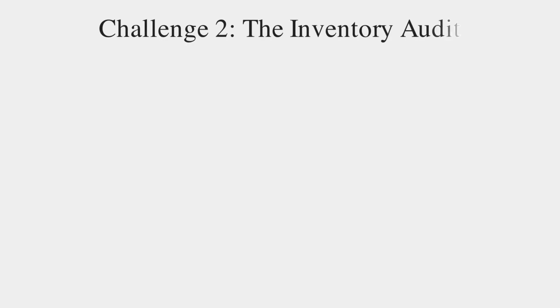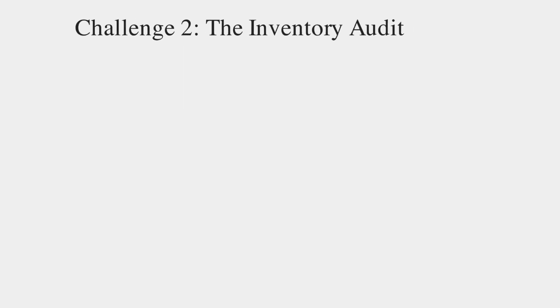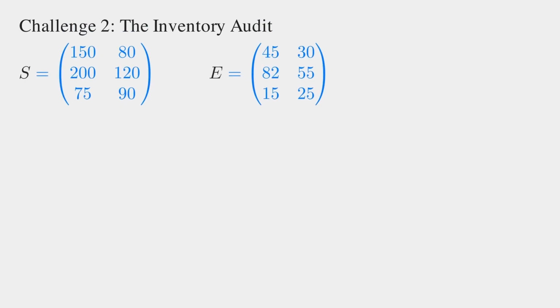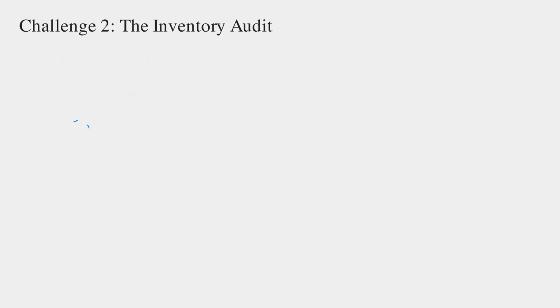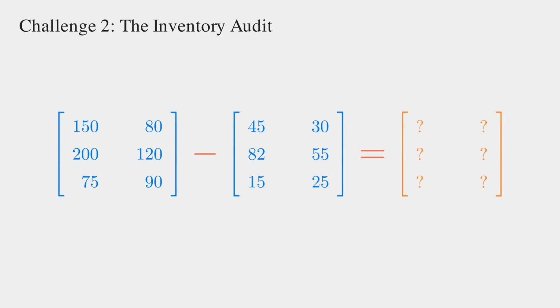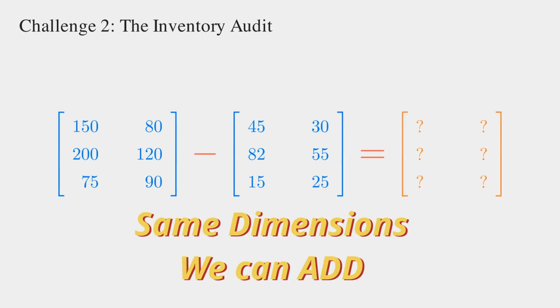A new challenge has arrived. Matrix S shows a warehouse's starting inventory of components, and matrix E shows what was left at the end of the month. Your objective is to find the net sales matrix N by calculating S minus E. Just like addition, subtraction requires the matrices to have identical dimensions. Both S and E are 3 by 2 matrices, so the operation is valid.